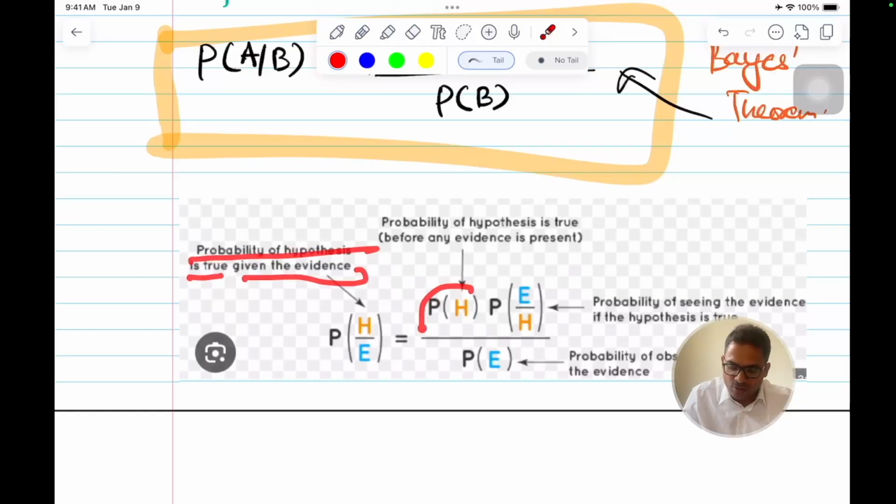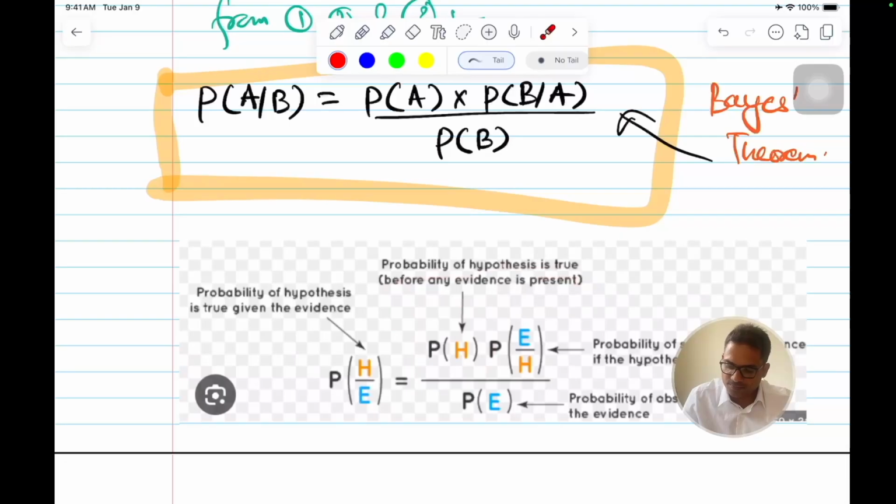This is given by the probability of the hypothesis being true before any evidence is present. Before any evidence we have, this is the probability that we had, like 1 by 6 in the earlier case. Then we have the probability of evidence given the hypothesis is true, P of E given H. And then in the denominator we have the probability of observing the evidence. These are the terminologies that I wanted you to know, hypothesis and evidence. This may seem like something new, but it is nothing but the same thing, guys.